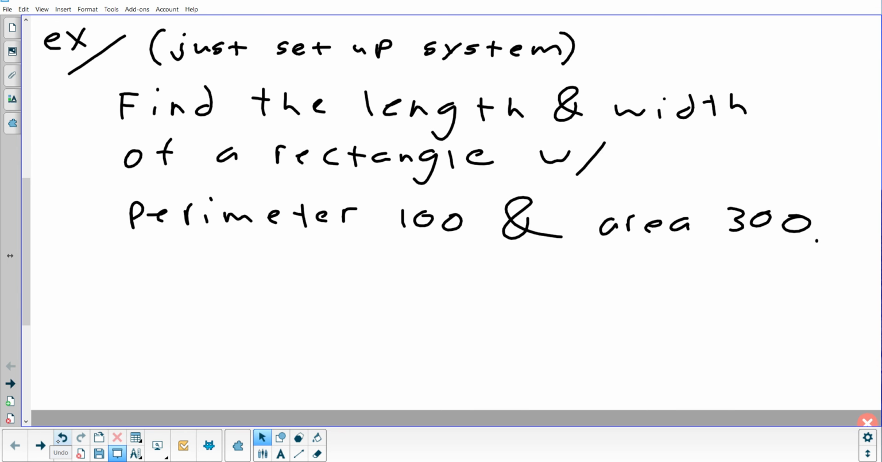How many variables are we solving for in this problem? Sarah? 2. What are they? Length and the width. What would be good letters to pick to represent those? I would use L and W. Some people might use X and Y if you were going to think about graphing it on a calculator, but let's use L and W for now. So L will be the length, W will be the width. How could I set up a formula that represents this piece of information?